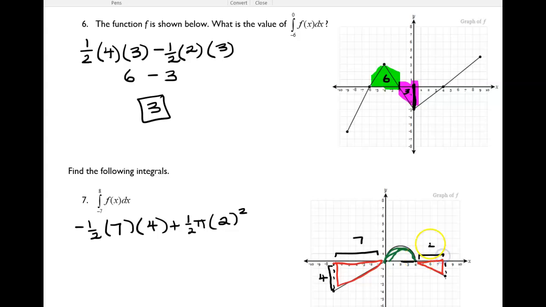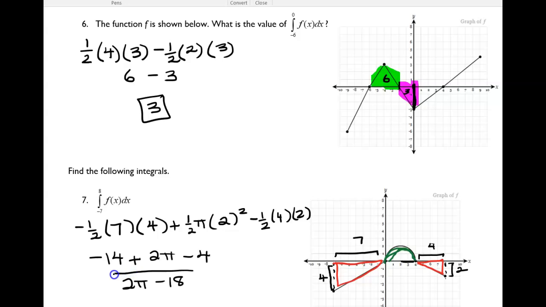The base there is 4, the height is 2. So -1/2 times 4 times 2. So this will give me -14 plus 1/2 of pi times 4, that would be 2 pi, minus 4. So I have 2 pi minus 18 for my area there.